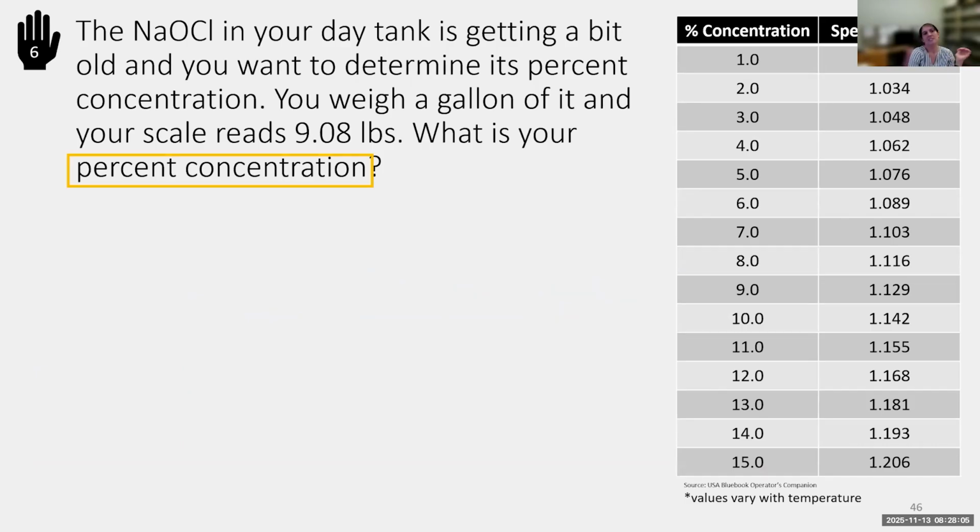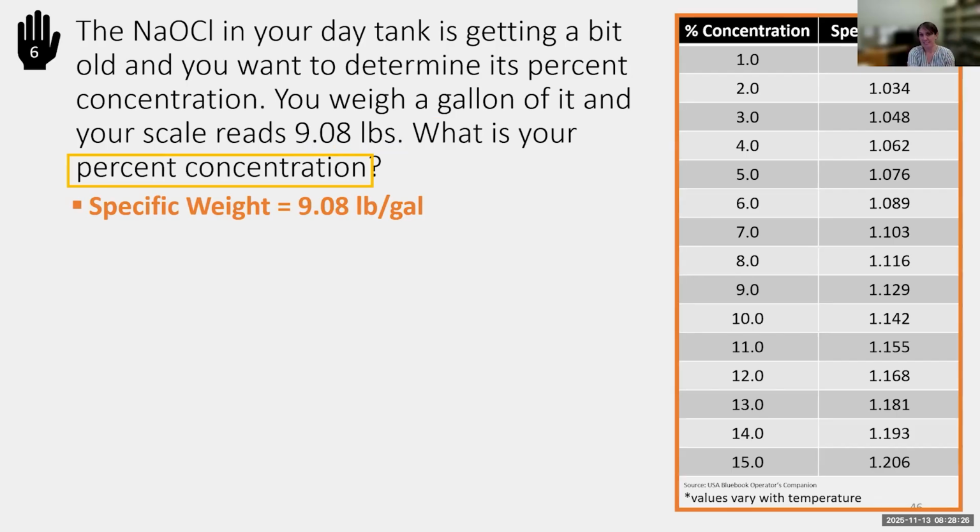All right, well, this is a little different because we're being asked to calculate percent concentration. And so far, we've been working with specific gravity. Right? We're told that the solution has a specific weight of 9.08 pounds per gallon. So we took out a gallon and we weighed it, and so we have that specific weight. Well, we're also given this table.